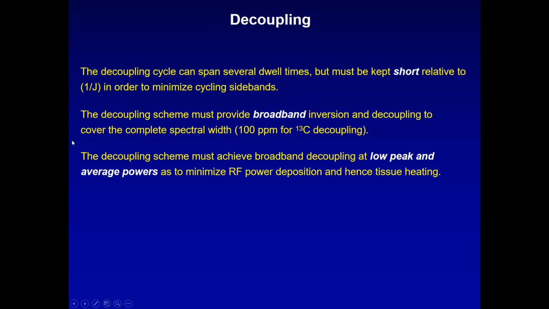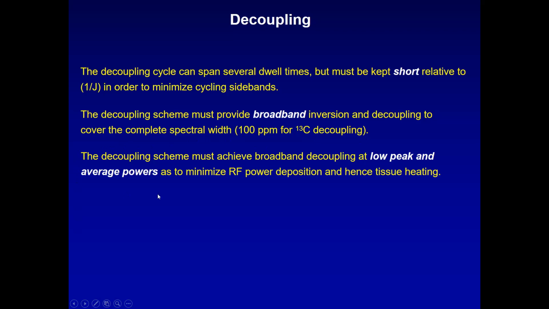The decoupling scheme, to be useful, has to give us broadband decoupling. So we want to cover a broad spectral width. If we could get the entire frequency width band, that would be 100 parts per million. If we can't do that, we do the best we can and make sure it covers the metabolites that are of primary interest to us.